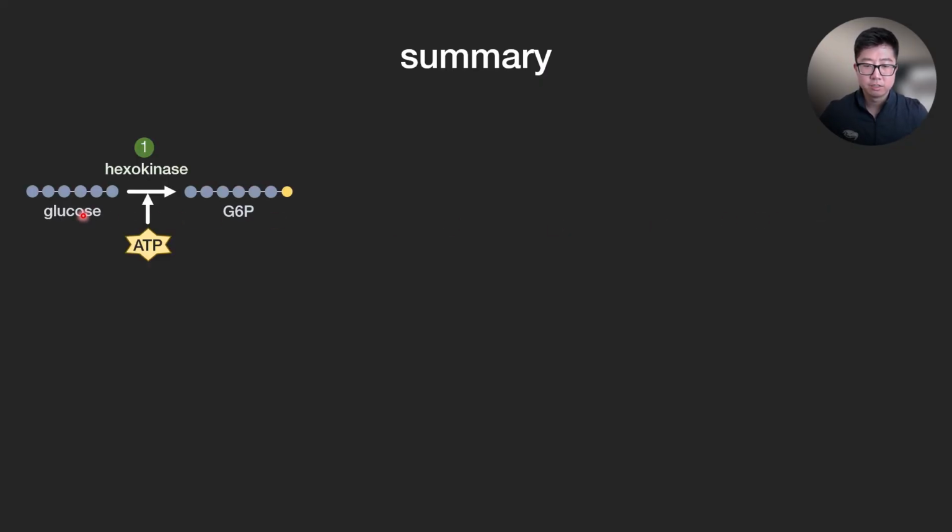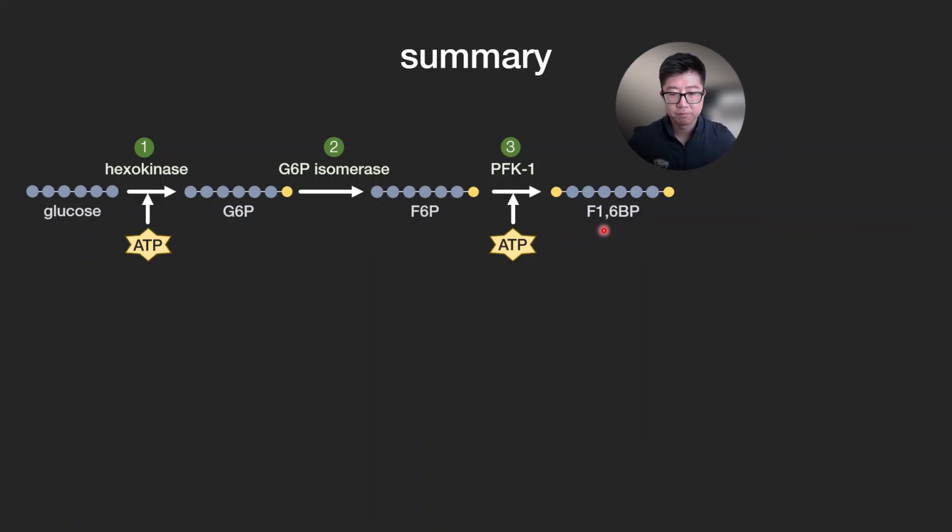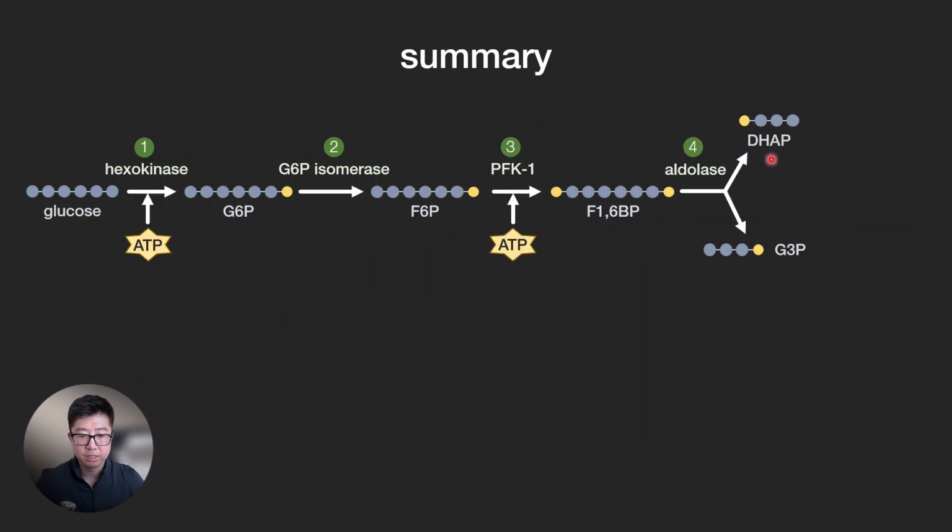So to summarize the whole glycolysis process I talked about into a single slide, glucose is phosphorylated by hexokinase using ATP to form glucose 6-phosphate. Then glucose 6-phosphate isomerase converts glucose 6-phosphate into fructose 6-phosphate. Then another kinase, PFK1, comes in and uses a second ATP to convert fructose 6-phosphate into fructose 1,6-bisphosphate. And this gets split up into DHAP and G3P by aldolase. And triose phosphate isomerase converts DHAP into a second G3P molecule.